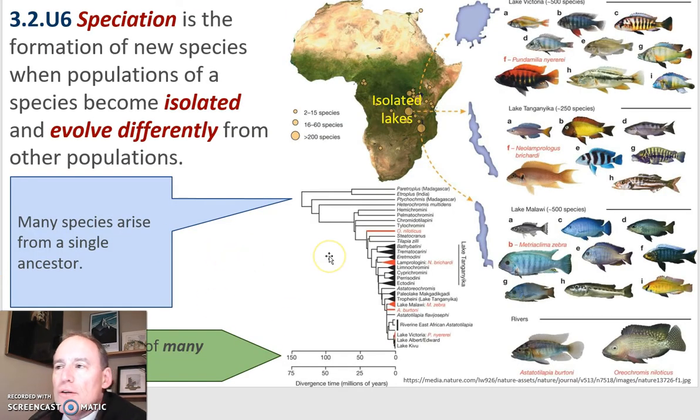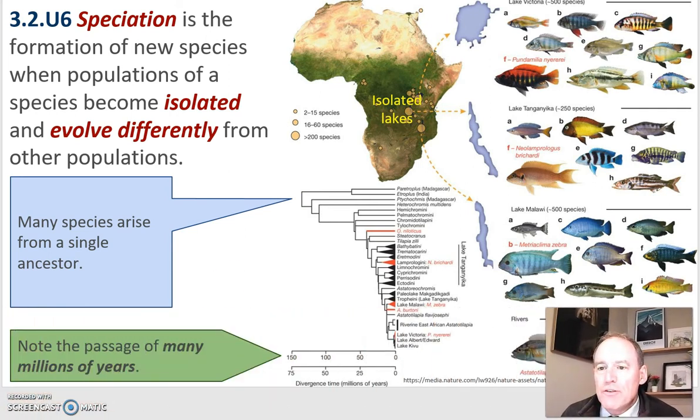So as you can see here, there's a lot going on in terms of the speciation amongst these various types of fish. They all had a common single ancestor, and what you might note is how long this passage of time is. It's in millions of years, not just tens or thousands of years.